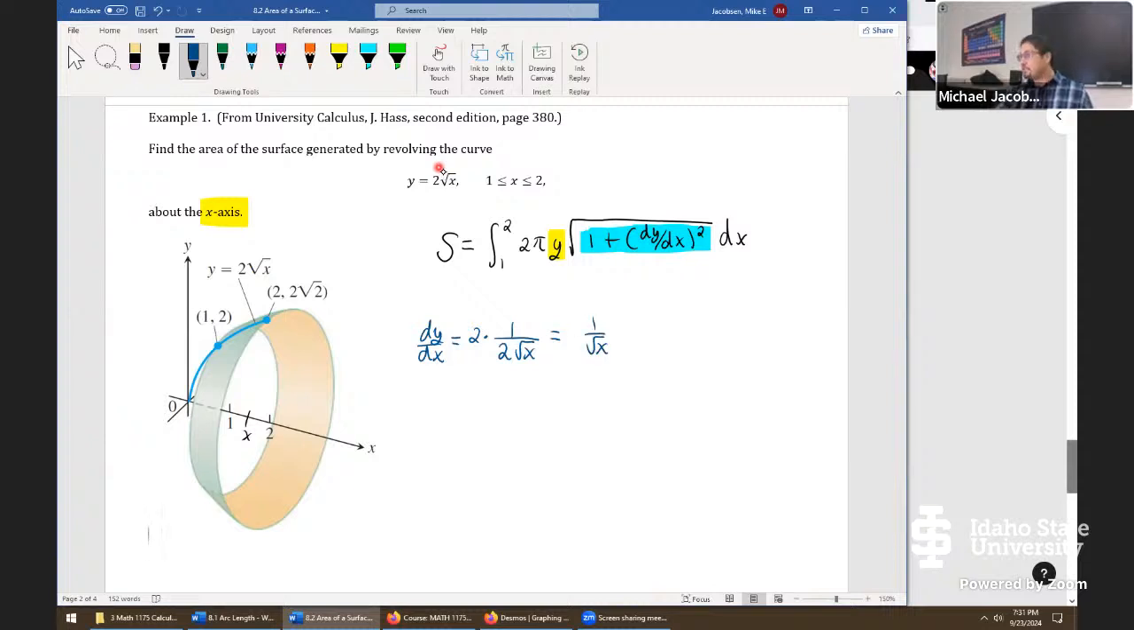Now we square that thing. Might as well do it on this line. And we get 1 over x. Nothing much more to say there. Now we expand over and go 1 plus dy dx squared. That's just 1 plus 1 over x. You could square root it as it stands, but sometimes it's a good idea to do a little bit more with it. I would say it's a clean approach to find the least common denominator, x, and go x plus 1 over x.